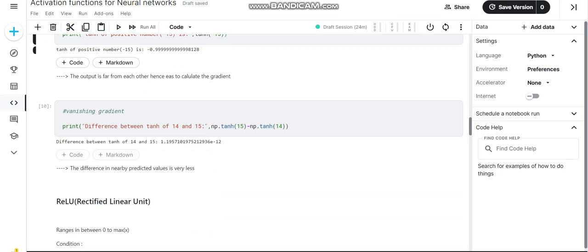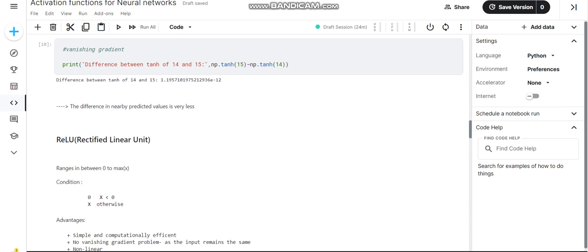But now let us see if it gives us the vanishing gradient problem or not. The difference between tanh of 14 and tanh of 15 is 1.19571 times 10 to the power minus 12. That is very small, very close to 0. So it is also giving rise to vanishing gradient issues.